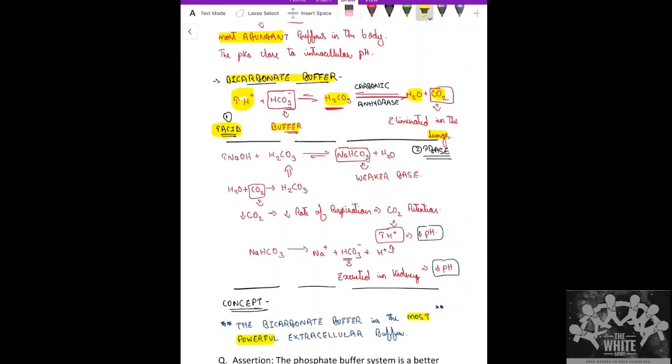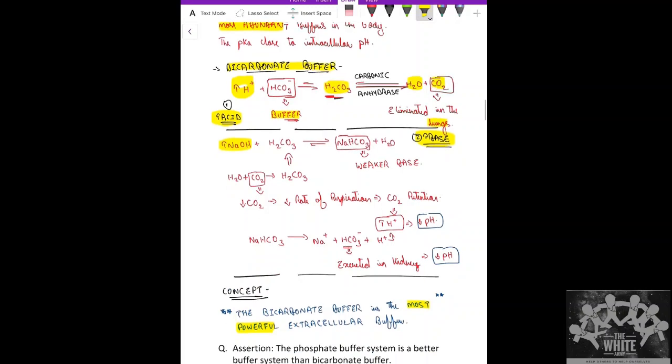There is alkalemia in the body, an increase in base. So let's take an example of NaOH. NaOH binds to H2CO3 to form NaHCO3 and H2O. But this NaHCO3 is a weaker base. It is very much a weaker base compared to NaOH. NaOH is a very strong base.